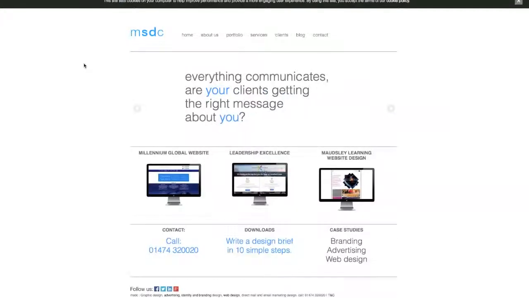The template itself is available from my website msdc.co.uk. You can download it there and follow through with me with the Word document open.